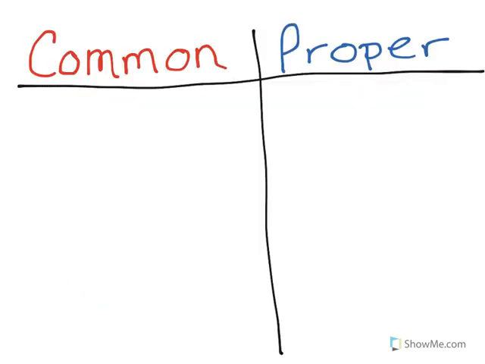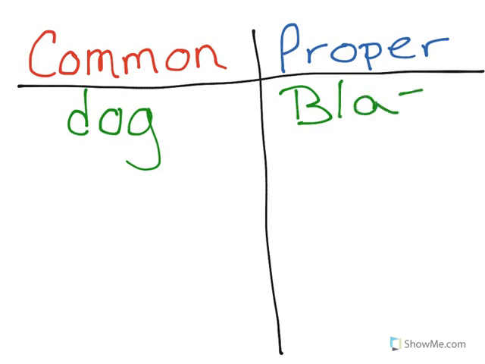Right now, I want to sort some common and proper nouns. So if I had the word dog, dog is common. But if I said a specific dog, so if I said Blaze, which is my dog, okay, I would need to capitalize it. So if I said my dog went to the vet yesterday, I would not need to capitalize dog. But if I said Blaze went to the vet yesterday, then I would need to capitalize it.